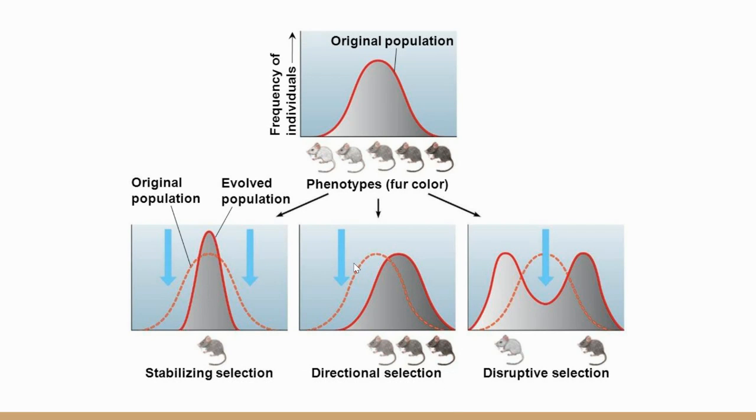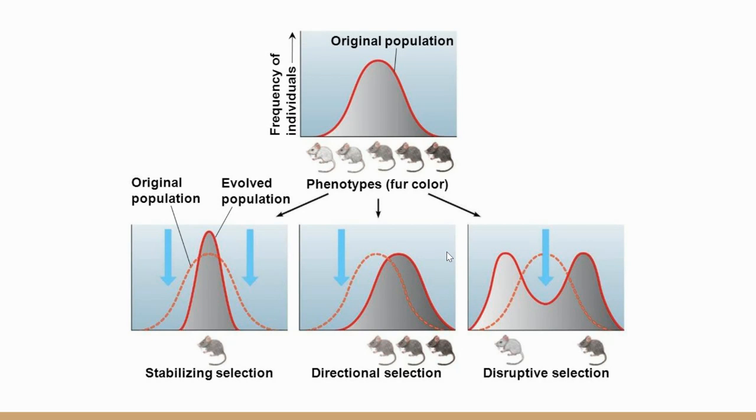Directional selection would have been if it was a benefit to either be white or to be black, but in this case, to just be black. And so that overall population would shift towards being black mice rather than gray or white. It would move in one direction.